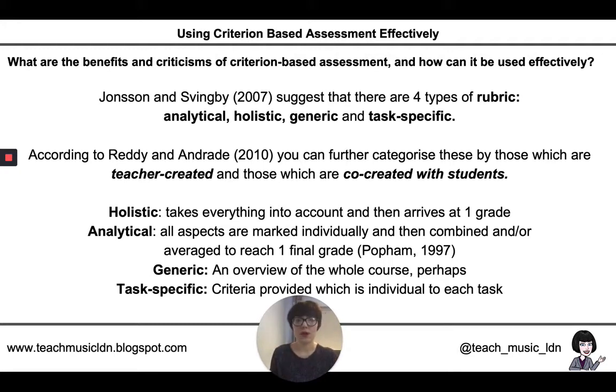Along with the co-created and the teacher-created, we have those four main categories. Holistic, meaning that the teacher is observing, they're taking everything into account, they're looking at all of the work, and then they are arriving at one grade, which is recorded. What I prefer to use is an analytical rubric, where all aspects are marked individually and then they're combined or averaged to reach that one final grade.